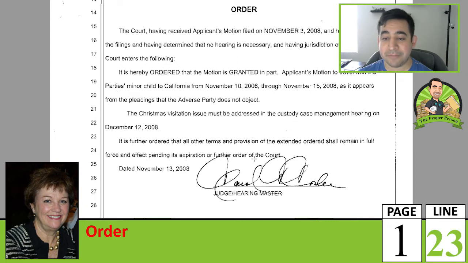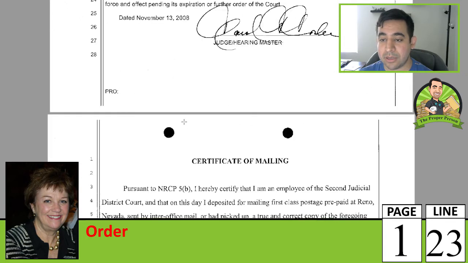The next paragraph just lets both of us know, both my ex and I know, that the order of protection is still in effect until it expires, or until further order of this court. Let's take a scroll down here.